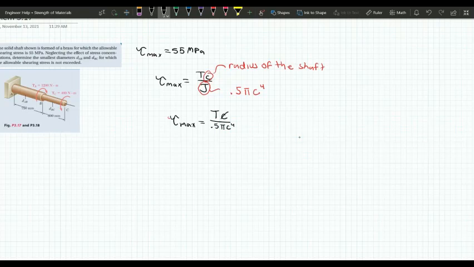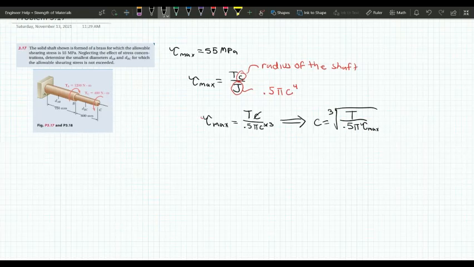Now we can cancel out one of these. That becomes cube. So solving for C, we get C is equal to cube root of the torque divided by 0.5 pi times max tau. Okay, let's find the diameter for BC first.